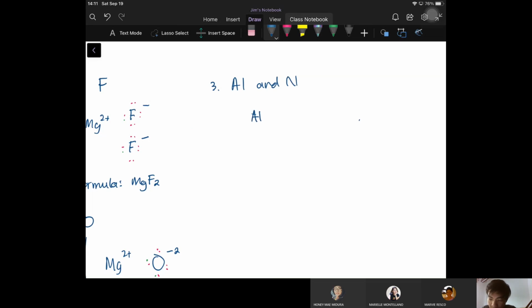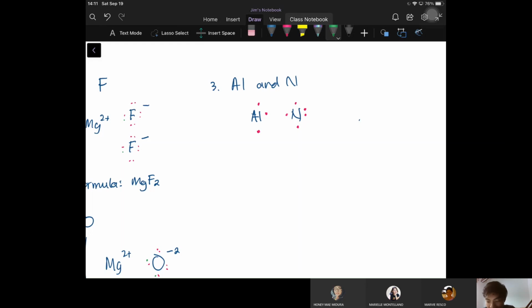So aluminum, group 3, so 3 dots. 1, 2, 3. Nitrogen, group 5, so 5 dots. Dito ko na lang pala ilalagay yung isang dot. Ayan. Kahit saan naman yung parehas na dot, okay lang. So mapapansin nyo, nitrogen will accept 3 electrons. Aluminum will give off 3 electrons.